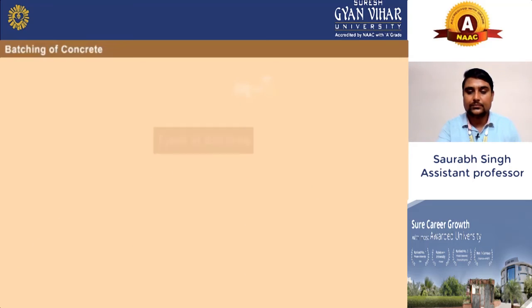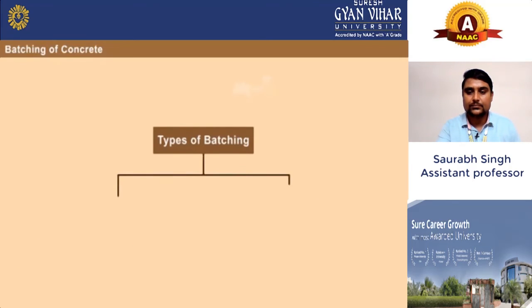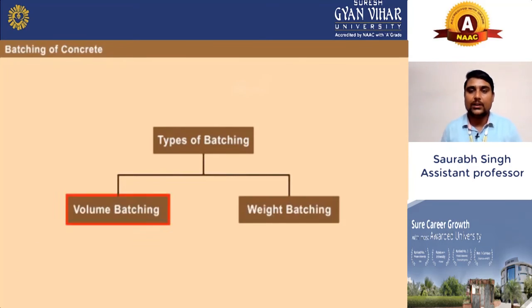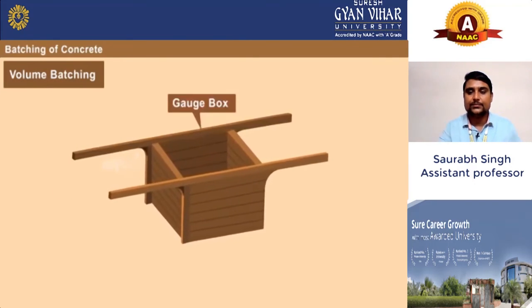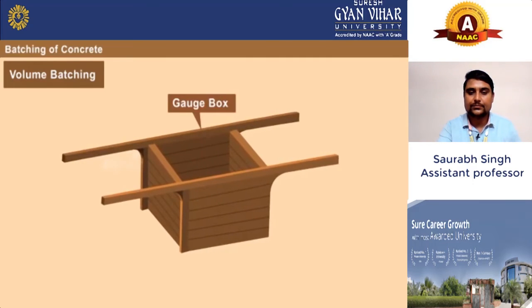Batching. Batching is also very important. Batching means how we mix the concrete together. There are also 2 types of batching. One is volume batching, as you can see here. The second one is weight batching. What is the meaning of volume batching?